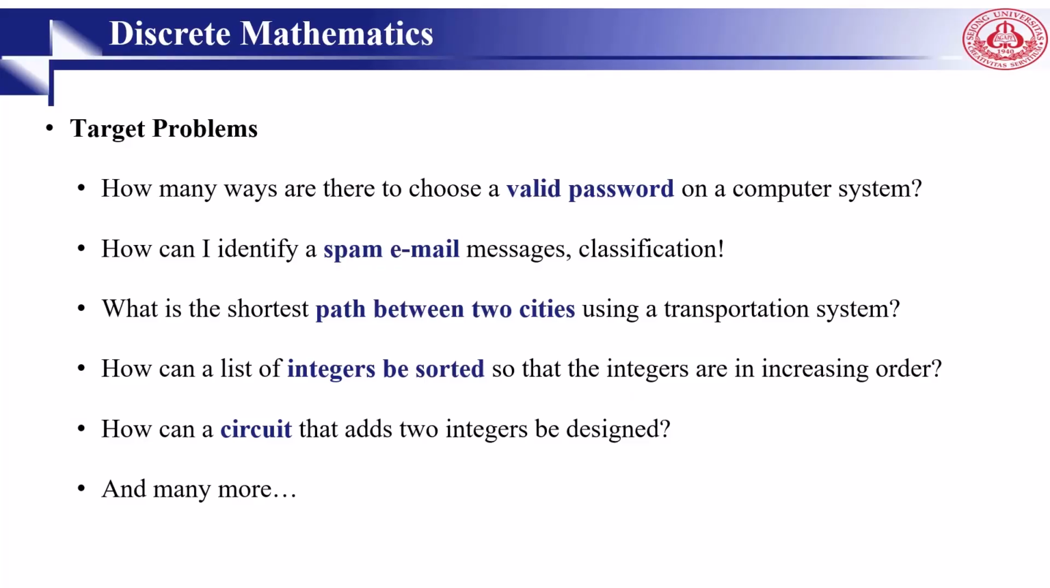We can use discrete mathematics to deal with many types of problems. For example, you want to know the number of valid passwords. If, for example, the password is 8 characters, and we have the possibility of small letters, capital letters, digits, and maybe symbols, something like hash, dollar sign, then how many possibilities are there for creating an 8-character password?